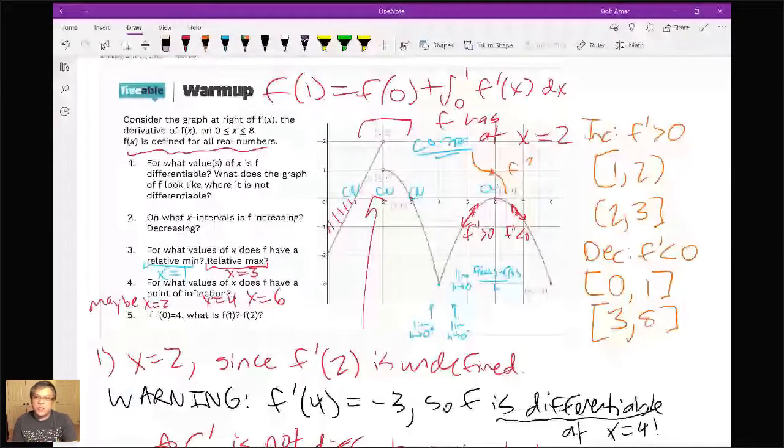And then by the same token, f of 2 is going to be equal to 4. It's 1/2 base times height. Okay, this is a triangle. This is a 2x1 triangle. And so the area of that is going to be 1, but negative because the integral is the signed area.